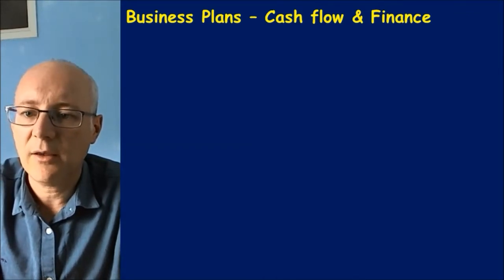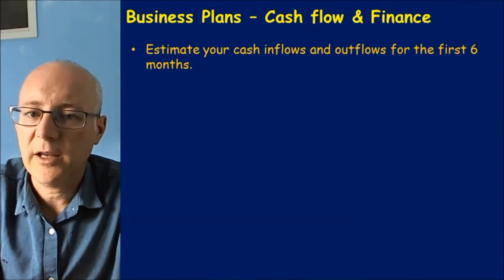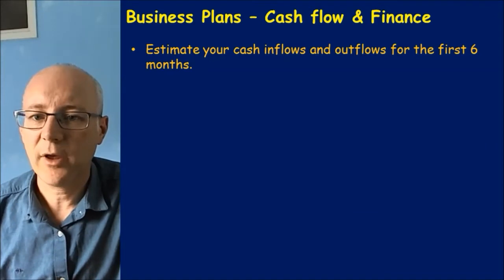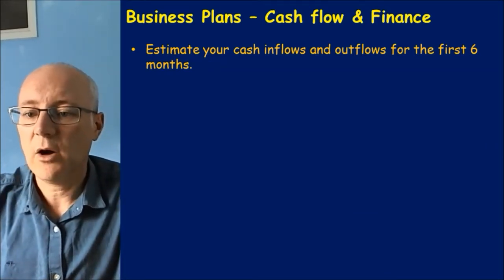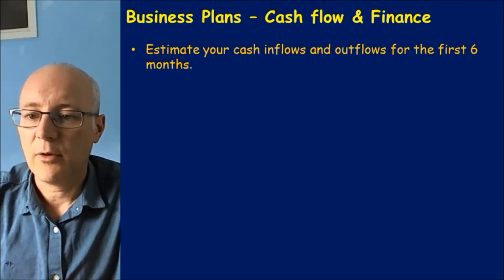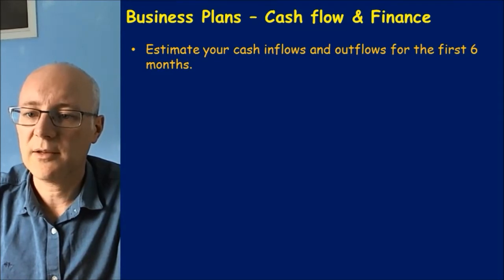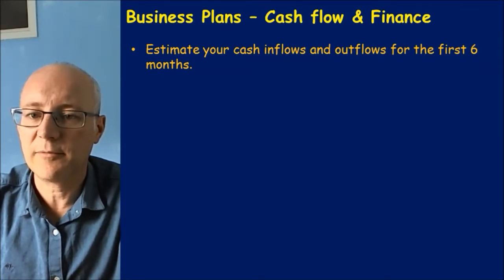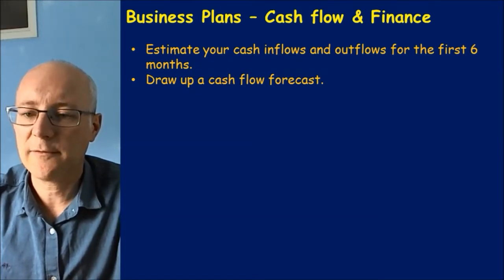So there's three things that you need to do that are all linked to each other this week. Firstly, you need to make estimates of your cash inflows and cash outflows for the first 6 months of your business. Now, you should have already got a number of different figures that will help you to do that because you've thought about your price, you've thought about your costs for your business. So it's not working out things from scratch, but it's putting those into the terms of cash inflows and outflows. From that, you then need to draw up a cash flow forecast.